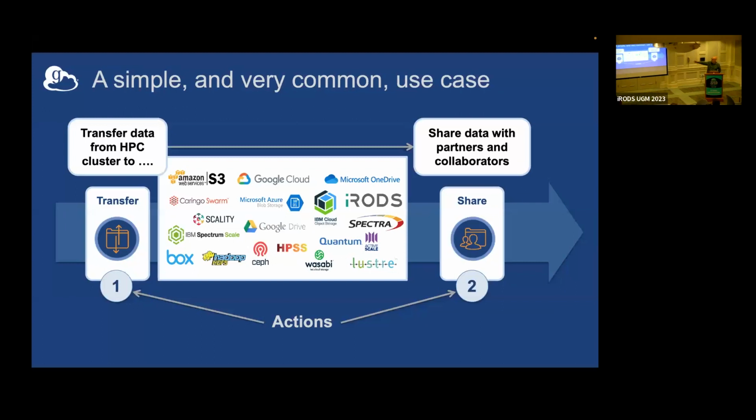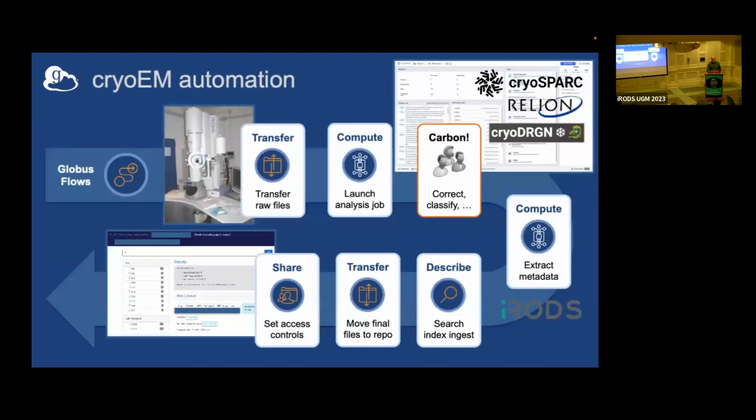It's a very simple use case. I've got data from my clusters. I want to move it to, let's say, an iRODS store to share with partners and collaborators. You can have that be a flow that just runs on demand through an API call, through a script.